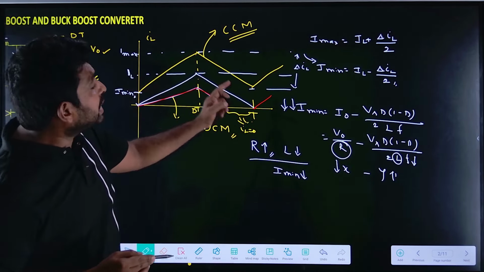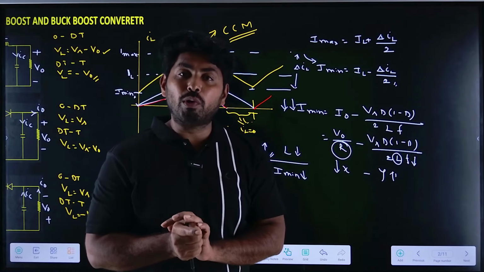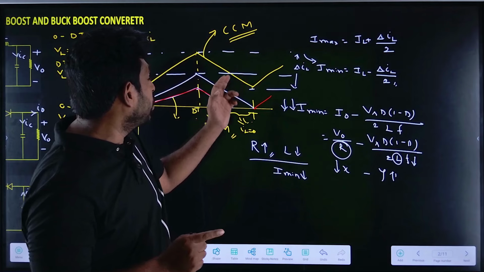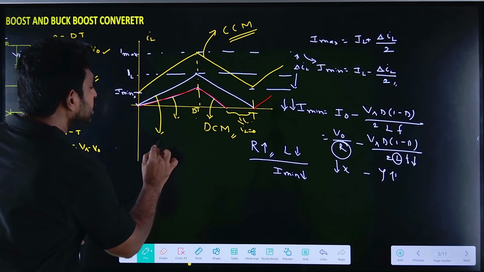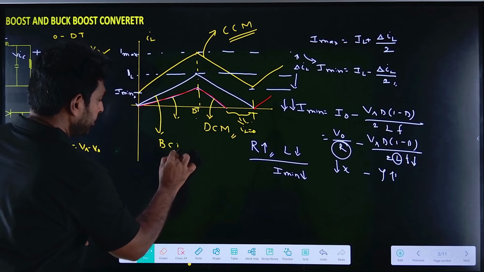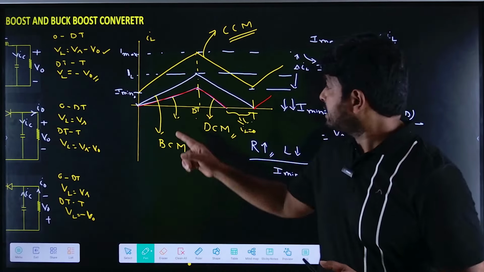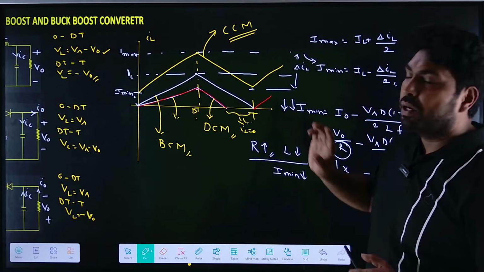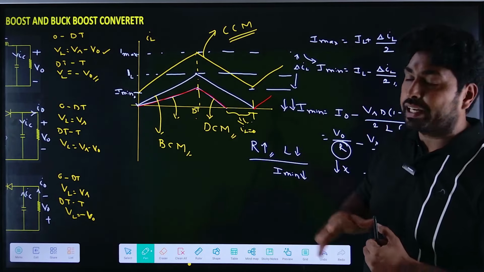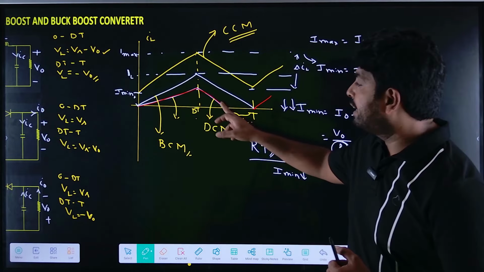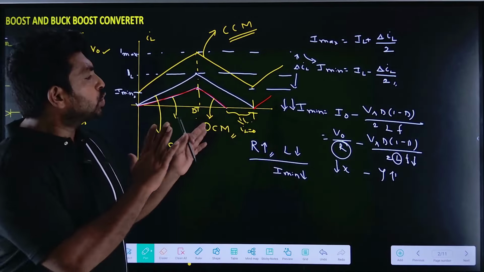So this white color is in between the continuous conduction mode and the discontinuous conduction mode, which is called the critical conduction mode or the boundary conduction mode. So this white color indicates the boundary conduction mode, this yellow color indicates continuous conduction mode, and this red color indicates the discontinuous conduction mode. So this is how we can define the conduction modes.